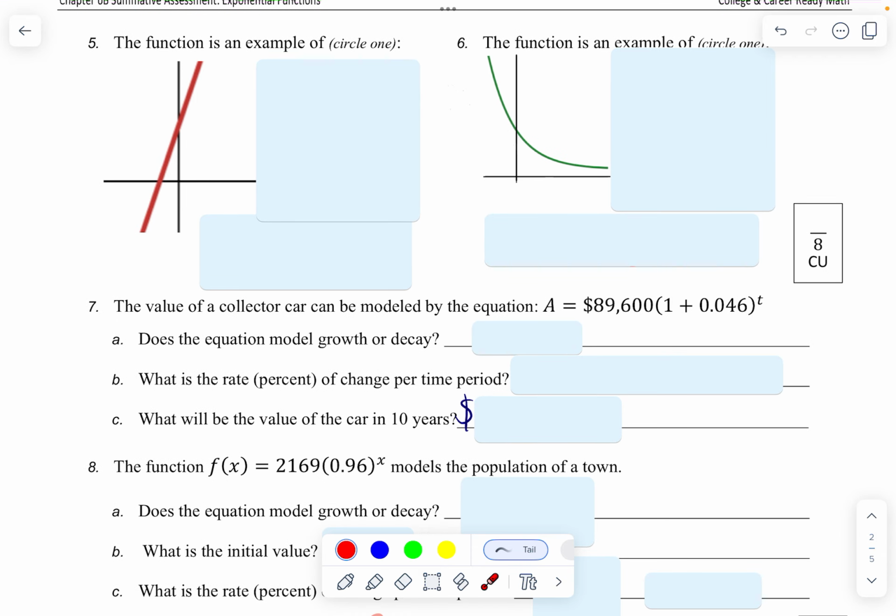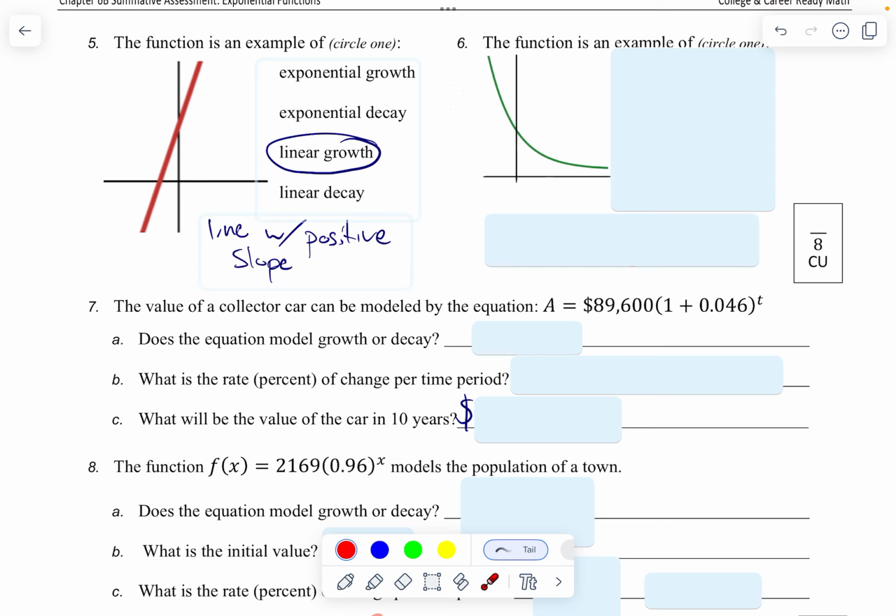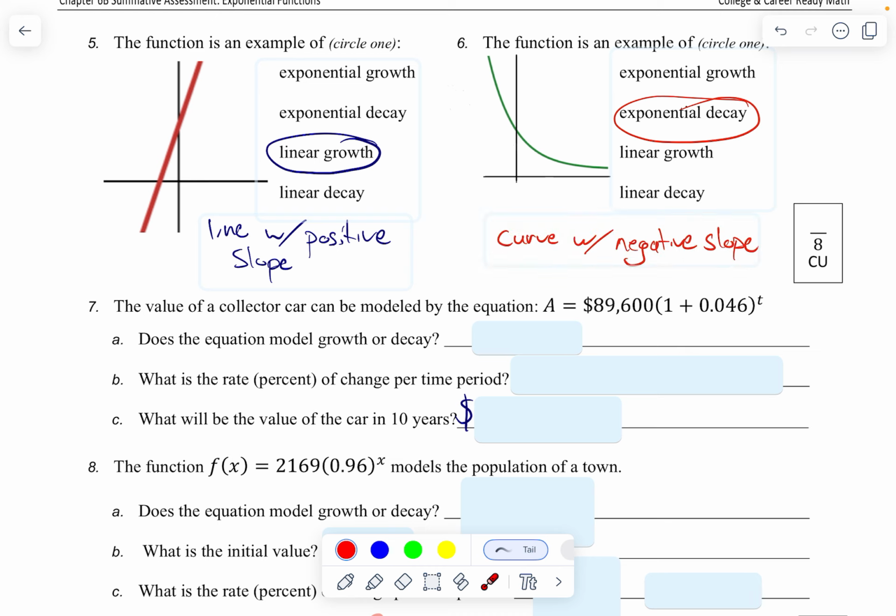Let's take a look at number 5. I've got a straight line, so this is going to be linear, and I trace left to right, and my finger goes up as I trace the graph going left to right, so that must be growth. So that's linear growth. If I look here and I trace, I can see first it's not straight, so it can't be a linear function. And as I go left to right, my finger's going down, so it can't be growth, it must be decay. We've got a curve with a negative slope.